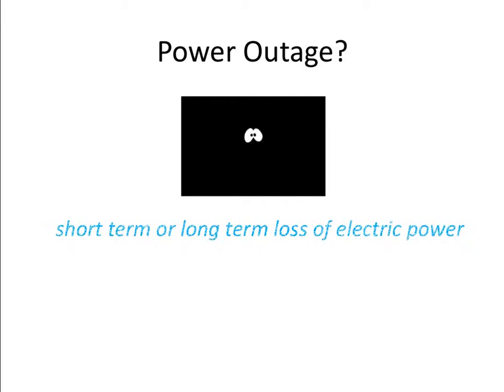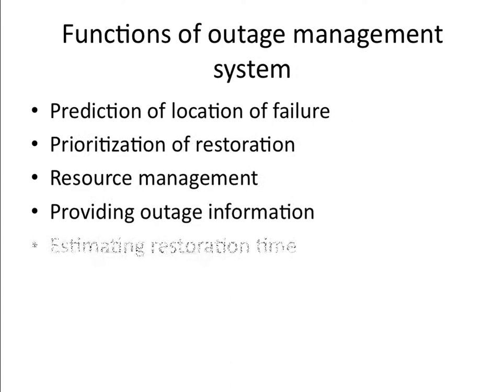Power outage is defined as a short-term or long-term loss of electric power. And I'm pretty sure that everyone would have experienced an outage in their lifetime. So what is an outage management system? An outage management system aids in the restoration of an outage. These are the functionalities of an outage management system: predicting an outage, resource management, providing outage information to the crews, and estimating restoration time.